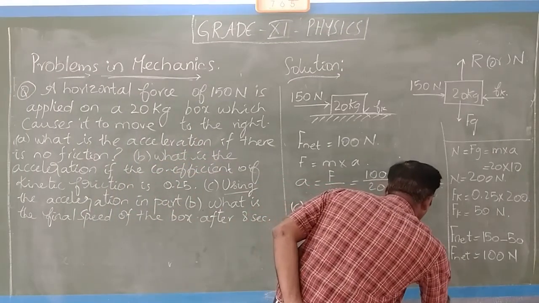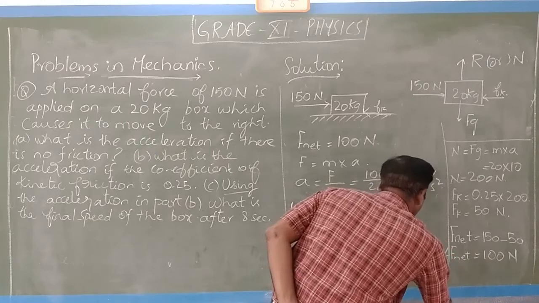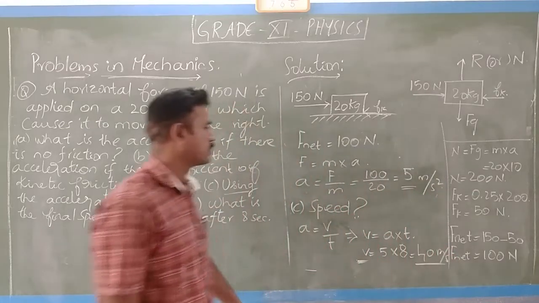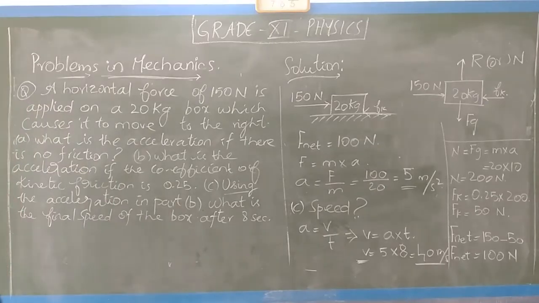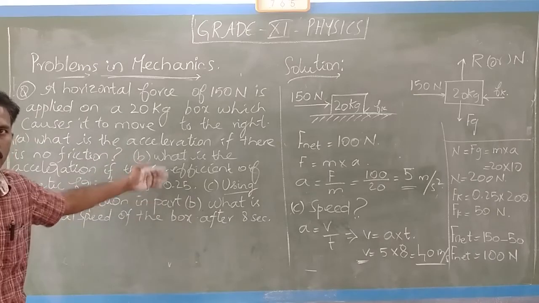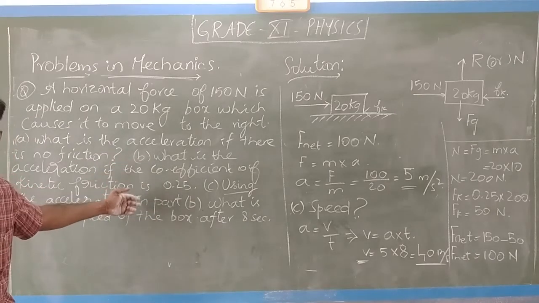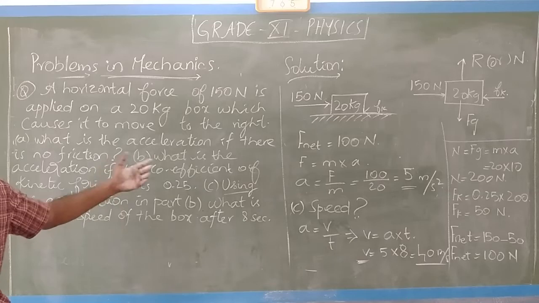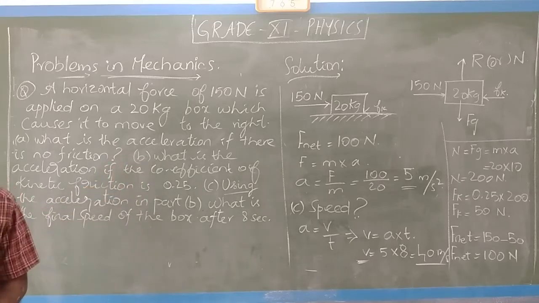So that is 40 meter per second. So this is the final value of the velocity. This is an interesting problem, students. Each part is related to the others. This question has 3 parts and each part of the question is related to the other parts. Copy this clearly, and if you have any doubts in this type of question, you can post me.